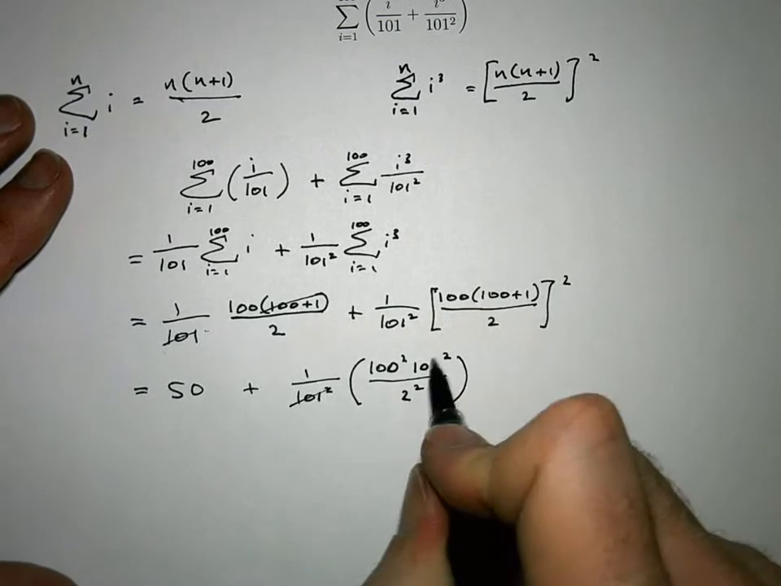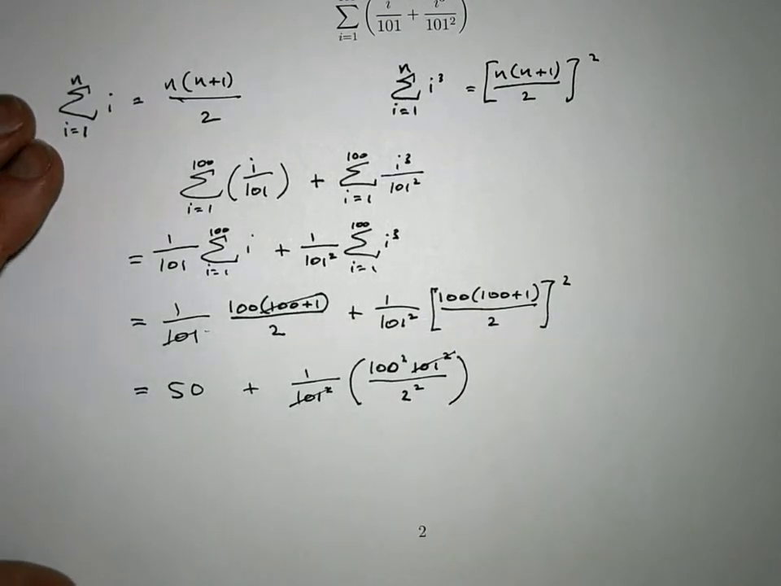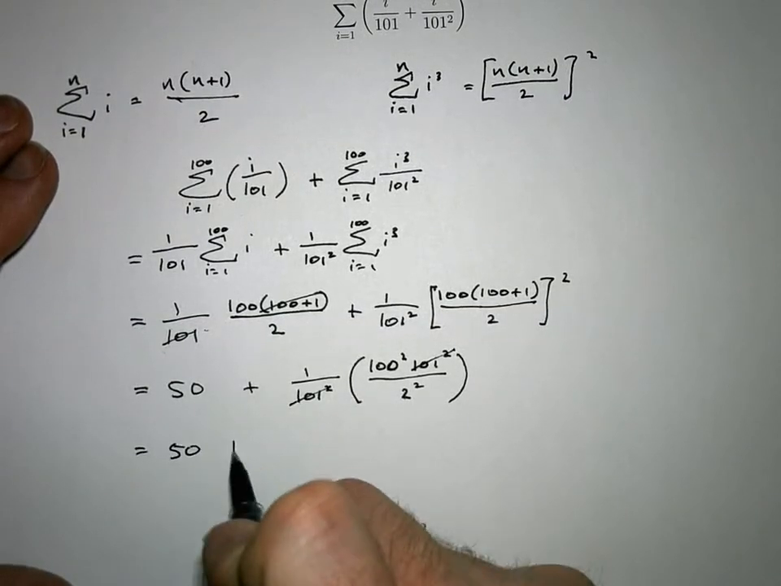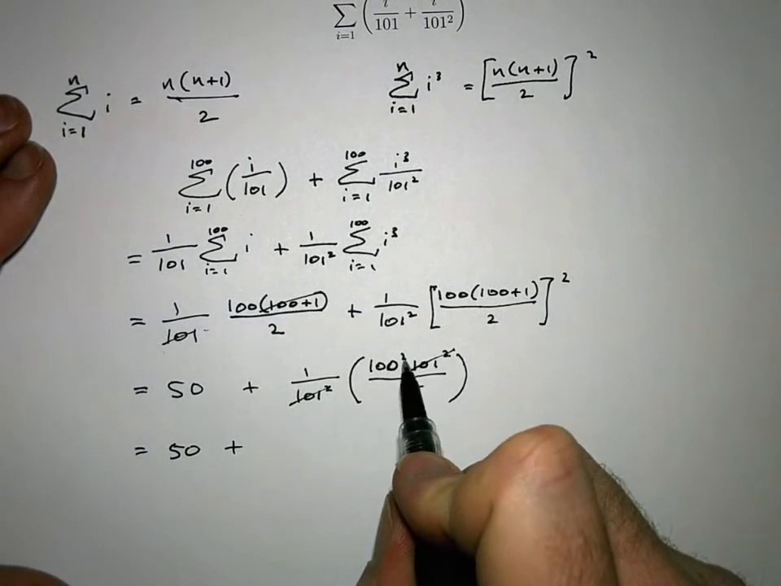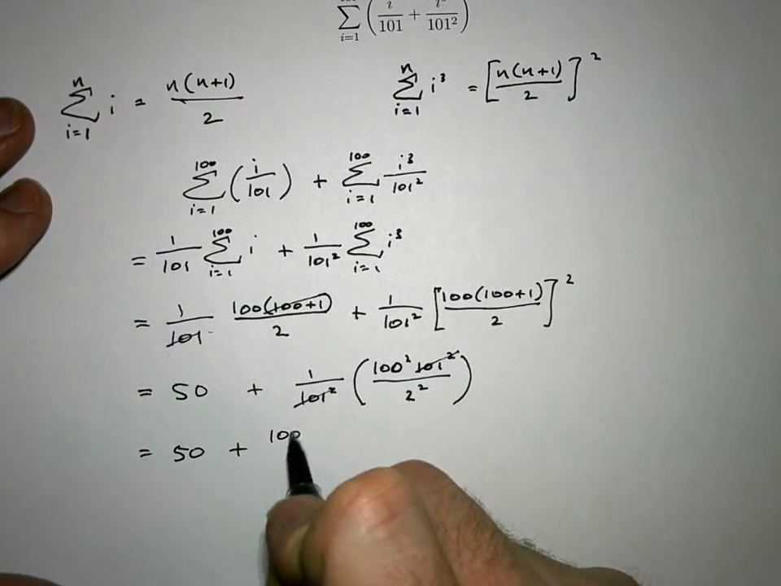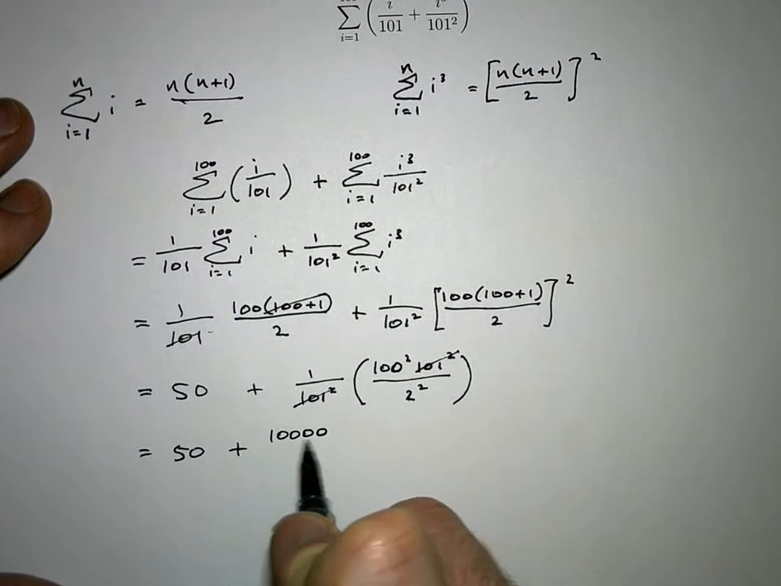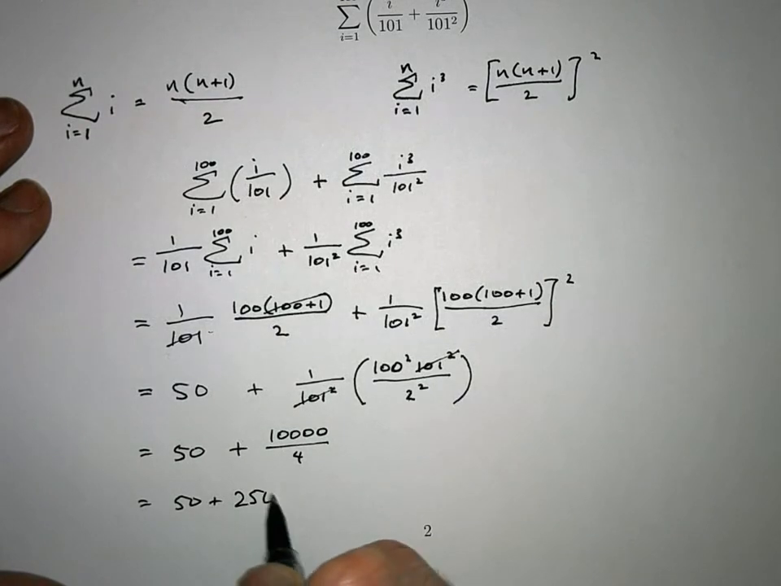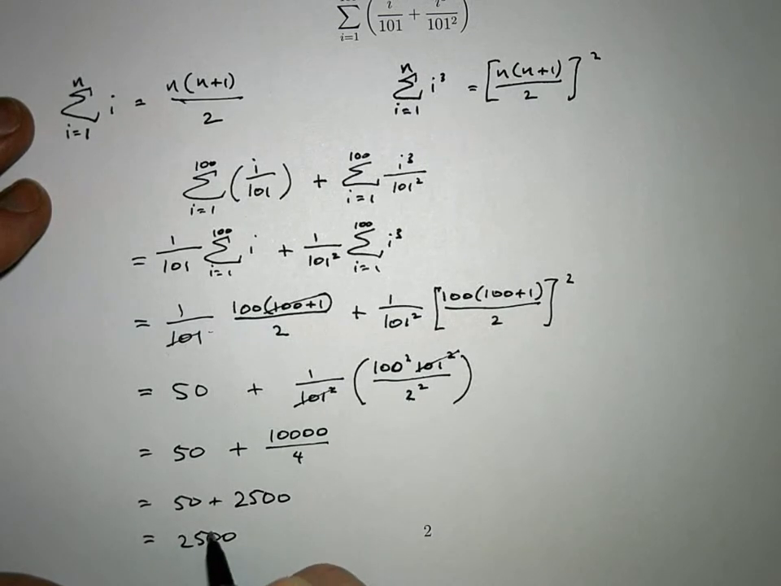Then you can notice that you can cancel those over there. And now we've got 50 plus 100 squared is 10,000. Okay, just 4 zeros. Divided by 2 squared is 4. And that's equal to 50 plus 2,500 is equal to 2,550. 3 marks right there.